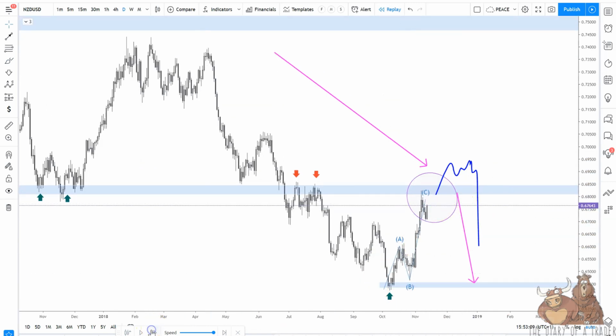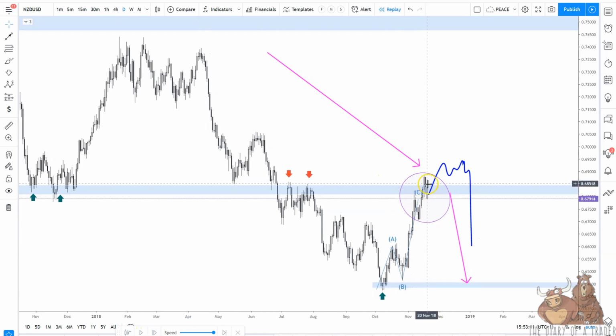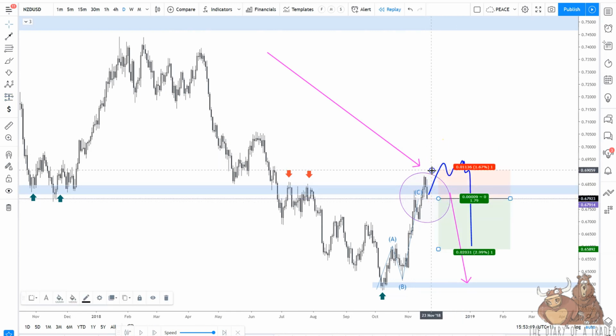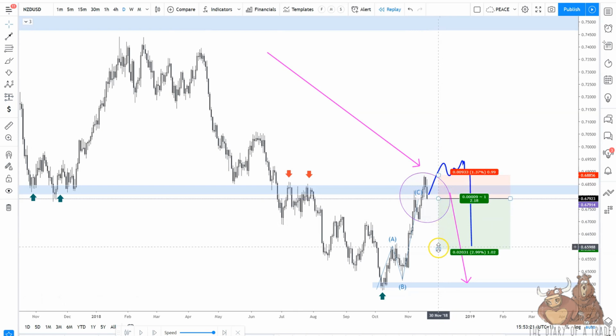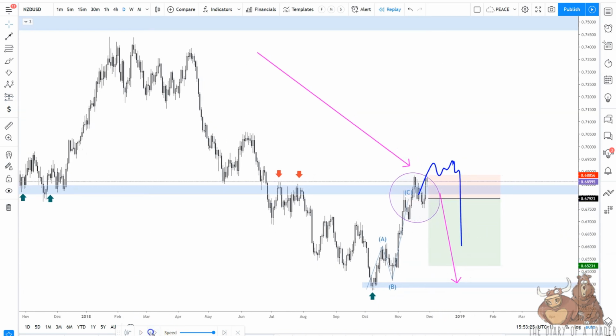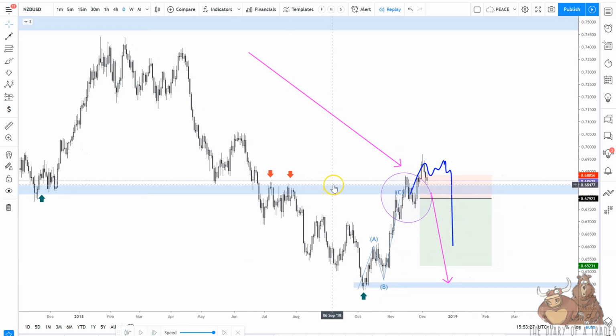So if we just have a look here, if you just entered right on the zone, and placed your stop loss above the swing, which most people do, you would have been stopped out.